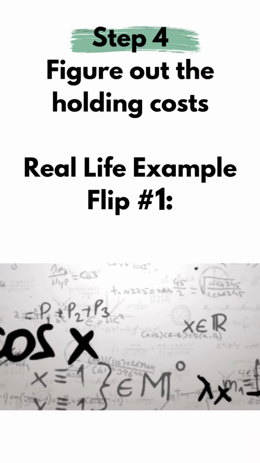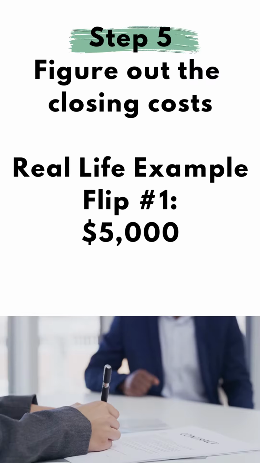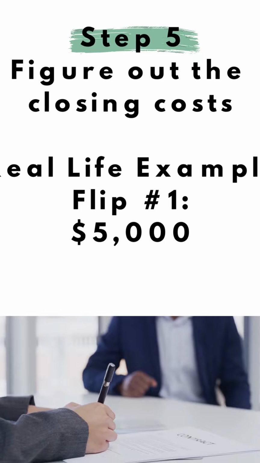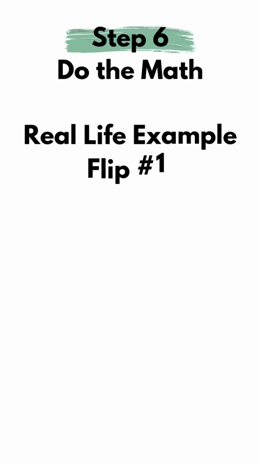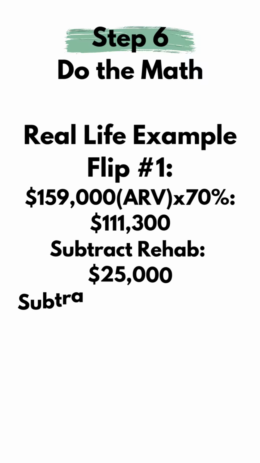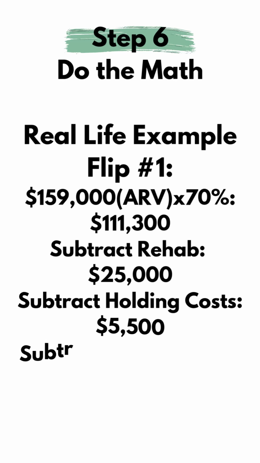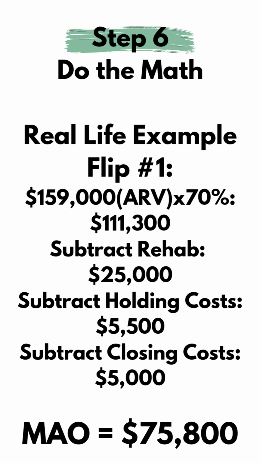Don't forget to account for things like insurance, taxes, and utilities. Lastly, you'll need to figure out the closing costs when you go to sell. For us, we figured on $5,000. To figure out your max allowable offer, you need to do the math. Start with your ARV, multiply it by 70%, subtract out your rehab, subtract out your holding costs, and subtract out your closing costs. Once you've done that, you have your max allowable offer.